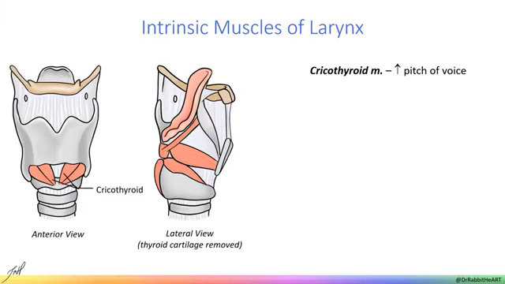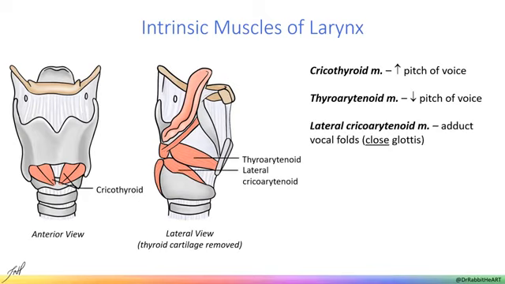The cricothyroid muscle is on the anterior aspect of the larynx. It increases tension on the vocal ligaments, resulting in increased pitch of the voice. Conversely, the thyroarytenoid muscle on the lateral side of the larynx decreases pitch of the voice. The lateral cricoarytenoid muscle is also on the lateral aspect of the larynx and functions to adduct the vocal folds. In other words, it helps close the airway.